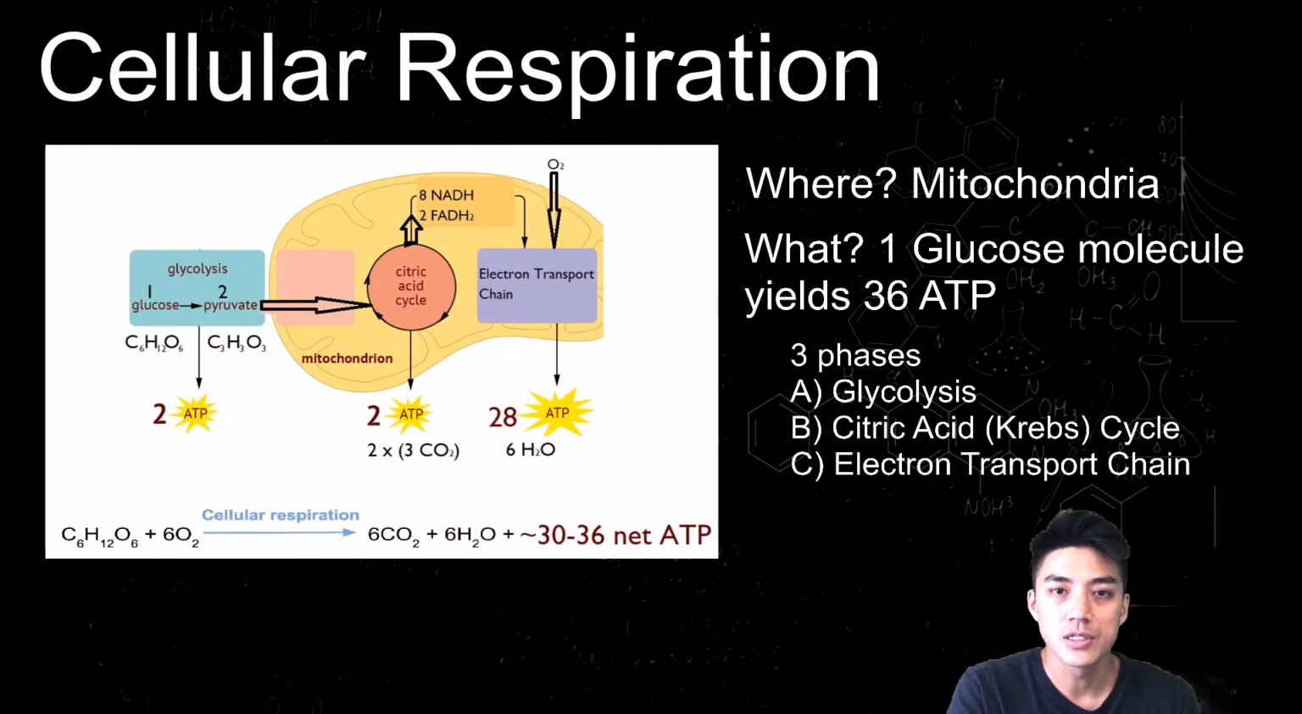Cellular respiration occurs in a bean-shaped organelle known as the mitochondria. One molecule of glucose is able to yield about 36 ATP molecules of energy. There are 3 phases of cellular respiration. The first is glycolysis, followed by the Krebs cycle, also known as the citric acid cycle, and the third is the electron transport chain. I'll discuss each one in detail, and we'll look at all the little steps.